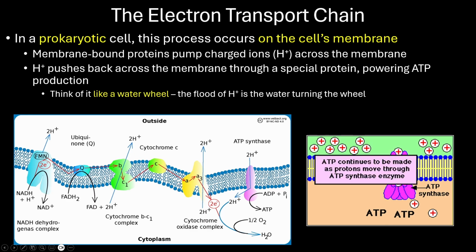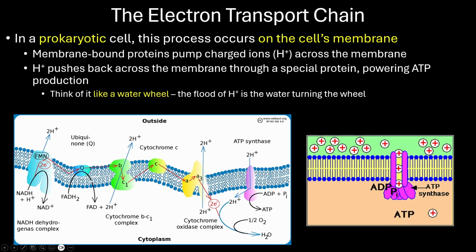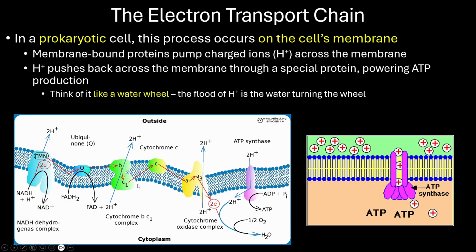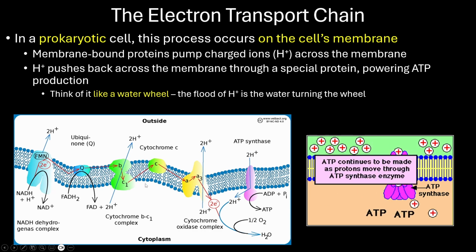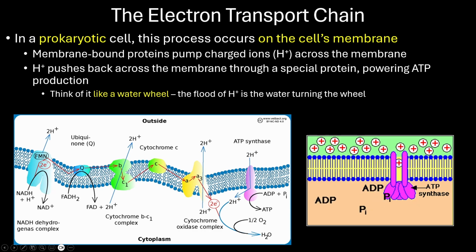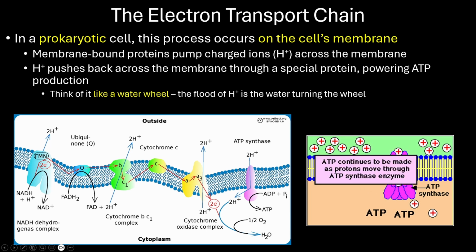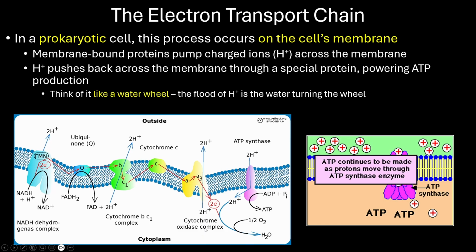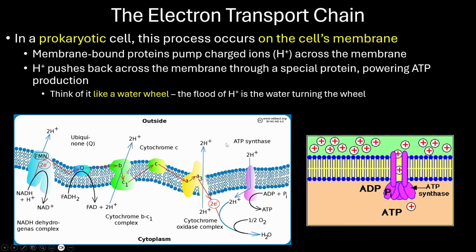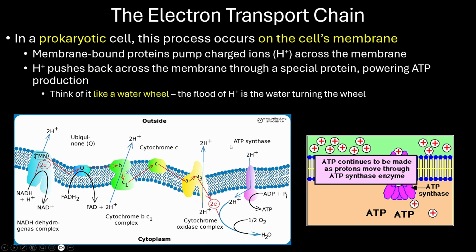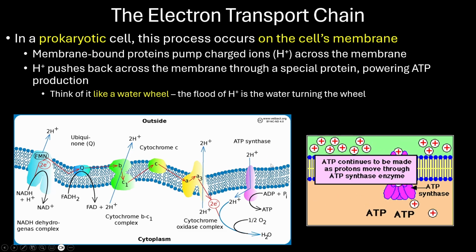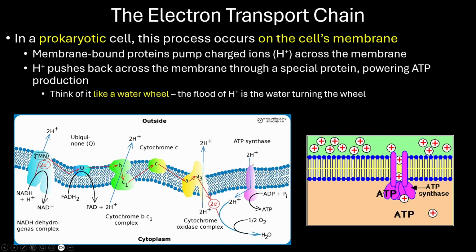But this whole cell membrane acts as a barrier to that, because remember, charged particles cannot pass very easily through the cell membrane. They can't squeeze through the spaces between these phospholipids. So the cell provides a pathway for them to flow back over the cell membrane. That happens right here at this molecule called ATP synthase. This is a big enzyme, a complex of enzymes that acts kind of like a water wheel.